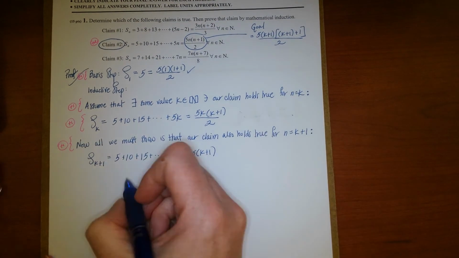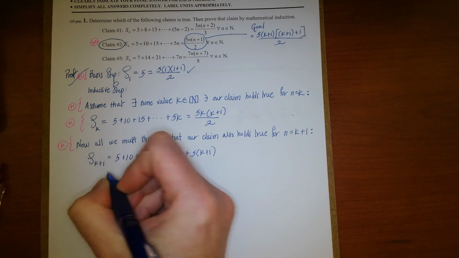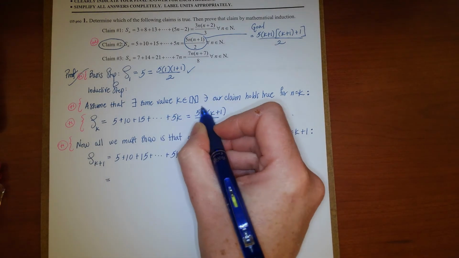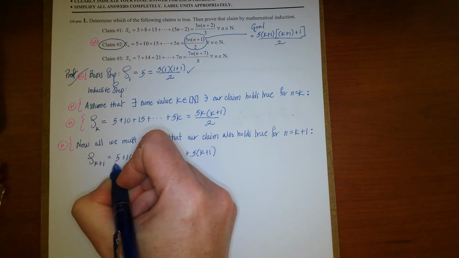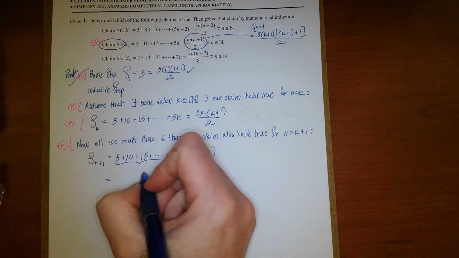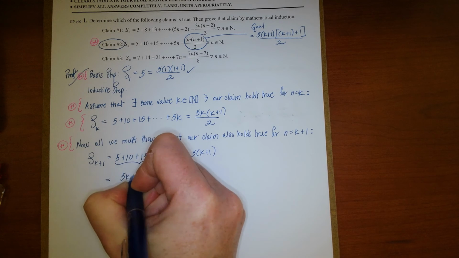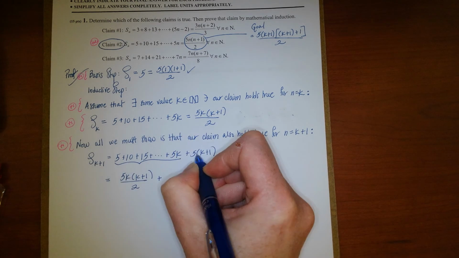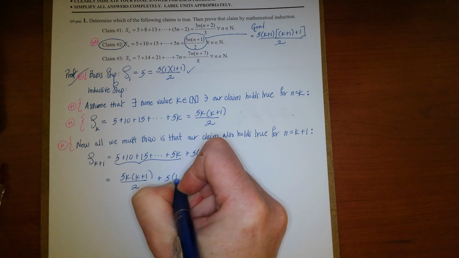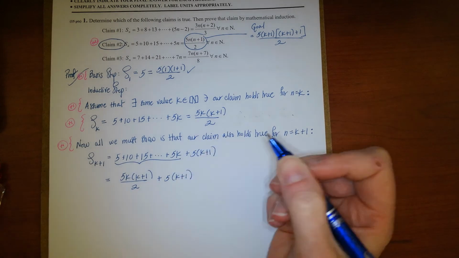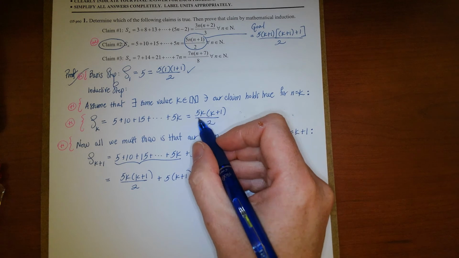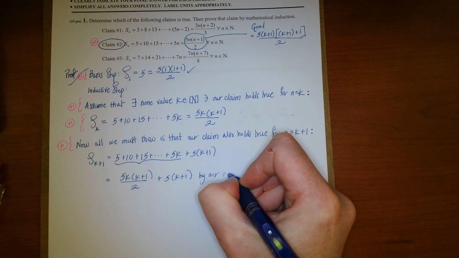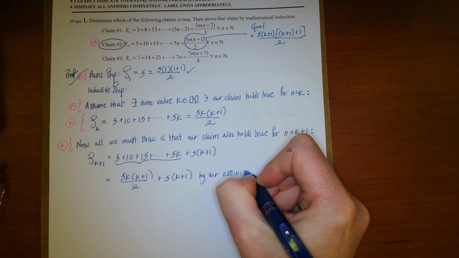Okay, next, from there, you're going to use your assumption that the first k terms would add up to this expression. So you replace this piece of it with 5k times k plus 1 over 2. But then you need to bring down that last term there. And then when you make that substitution based on your assumption, you need to write "by our assumption" next to that line.